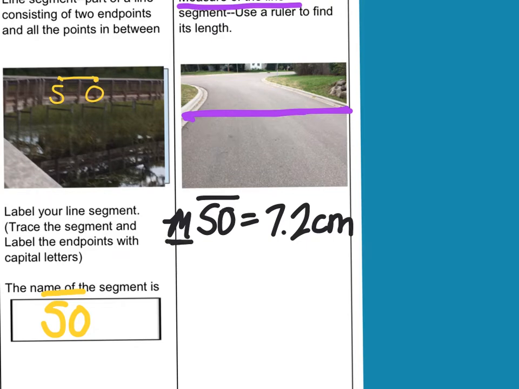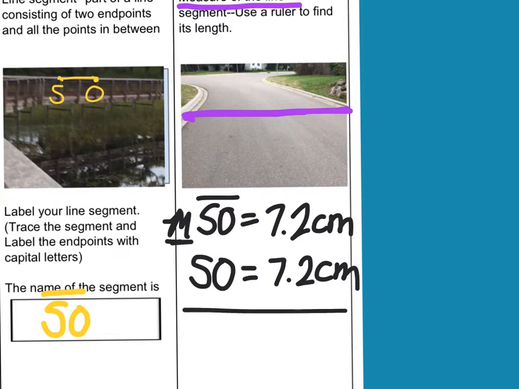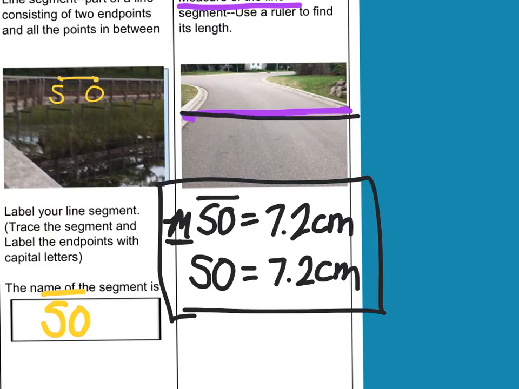This means the measure of that segment is this long. Or I could just write the distance between the 2 points S and O equals 7.2 centimeters. Measure your segment that you took a picture of and write its value here. If you'd like, you can measure the actual distance. I am measuring the distance in my picture from point A to point B, from S to O.